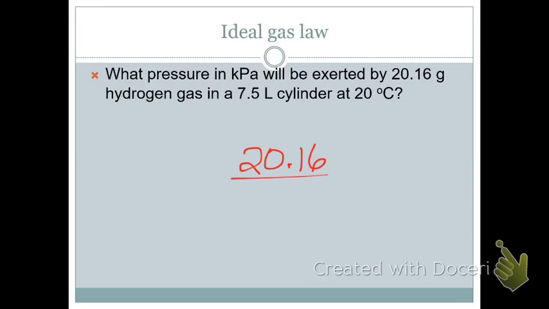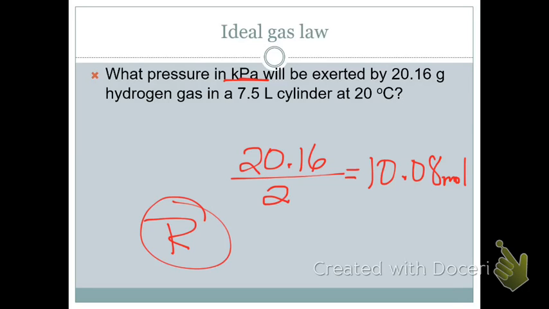So this is going to become 20.16 divided by the molar mass of hydrogen gas, which is 2. Using your calculator, 20.16 divided by 2 is going to give you 10.08 moles. And that is what you're going to put into the rest of your PV is equal to nRT. Okay. What else do I need to look at? Oh, I need to find the R value for kilopascals. And again, that's going to be given to you.